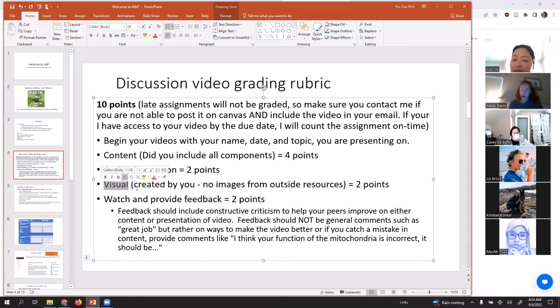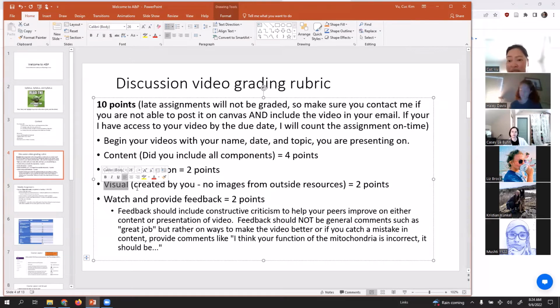Then the last 2 points is based on, because this assignment is not for me necessarily, but more for you. So you will be watching each other's video, commenting on it, and then providing feedback to each other. So for me, I just go through this checklist. Did you do this? Did you do this? Did you do this? And then I give you the points.